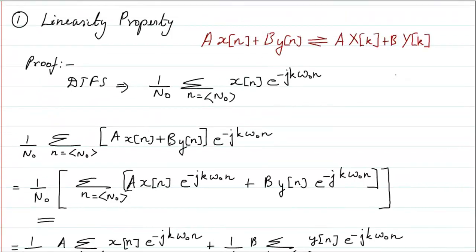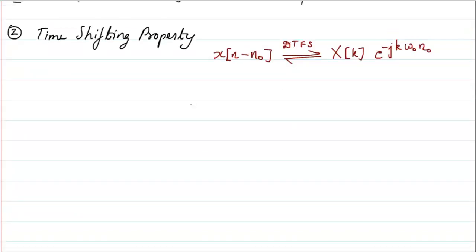So we have proved this particular statement, the linearity property. Next, the time shifting property. The time shifting property is given by, if you are having a periodic function x of n, and suppose you are going to shift it by a value of small n naught, then it's as good as multiplying the Fourier series of x of n with e raised to power minus j k omega naught n naught, small n naught. You should note here that it is small n naught and not capital N naught.